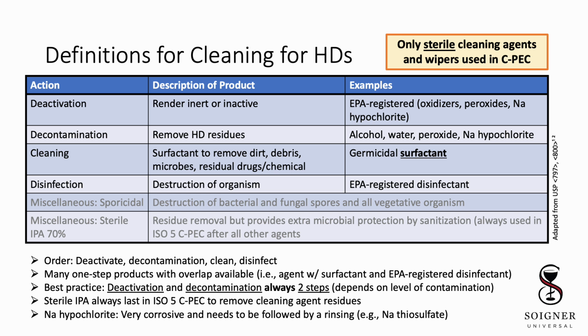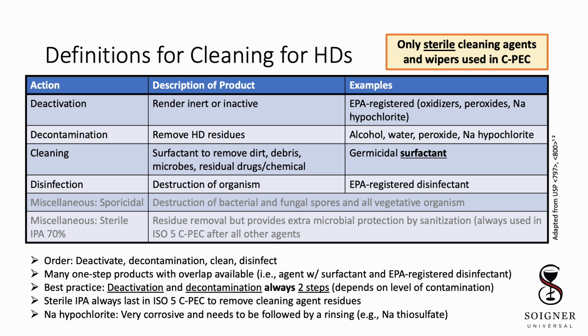Decontamination is the removal of hazardous drug residues with an effective product using a mechanical wiping. Products used may contain alcohol or water, peroxide, or sodium hypochlorite. As mentioned in the cleaning module, cleaning uses a mechanical wiping process with the use of a product, usually containing a surfactant, to remove dirt, debris, microbes, or residual drugs and chemicals. Disinfection is the use of an EPA-registered disinfectant to destroy microorganisms. A sporicidal disinfectant will destroy organisms, including spores.